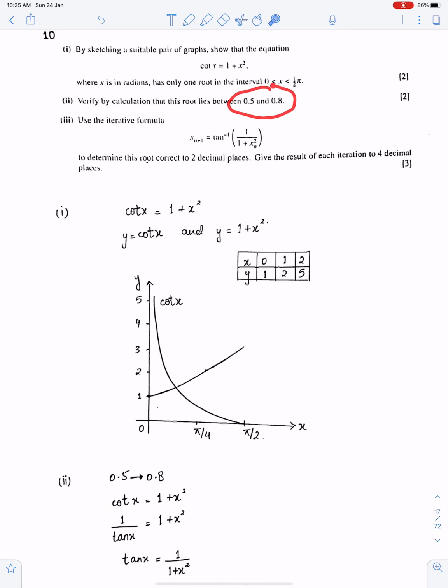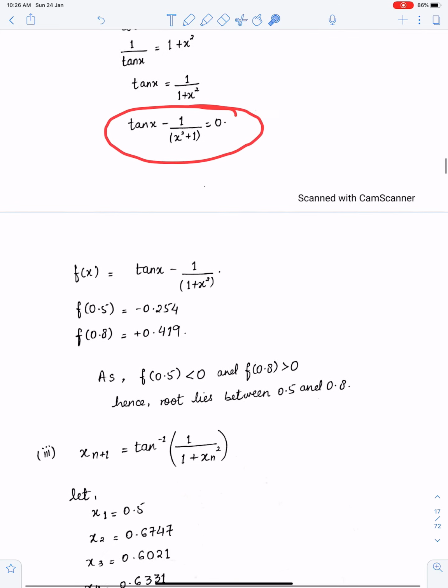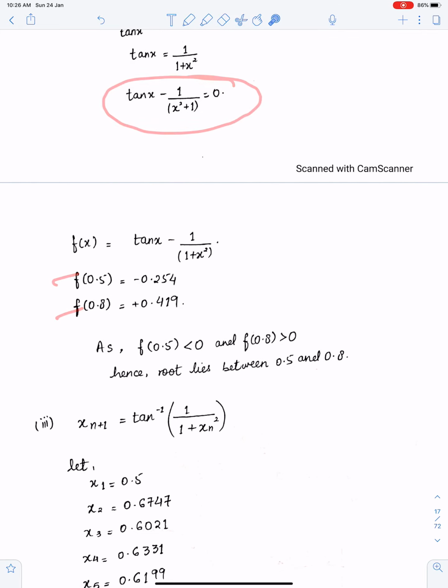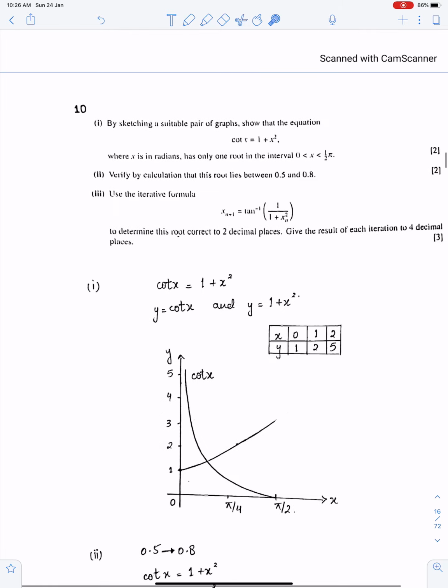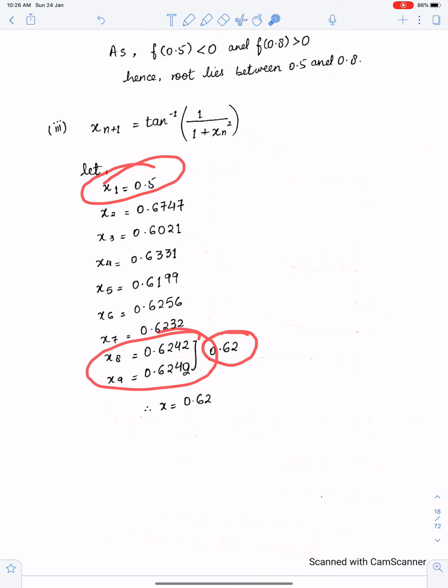You all know how to verify this. You just need to equate this equation first to 0. First convert cot into the form of tan. Get the reciprocal of cot. This is tan and this is 1 upon 1 plus x squared. Suppose this is f of x and then substitute 0.5 and 0.8. This is negative, this is positive, hence shown. This is the iterative formula and we have to find the root with x1 as 0.5. So x1 is 0.5 and here is the repetition. This is the answer.